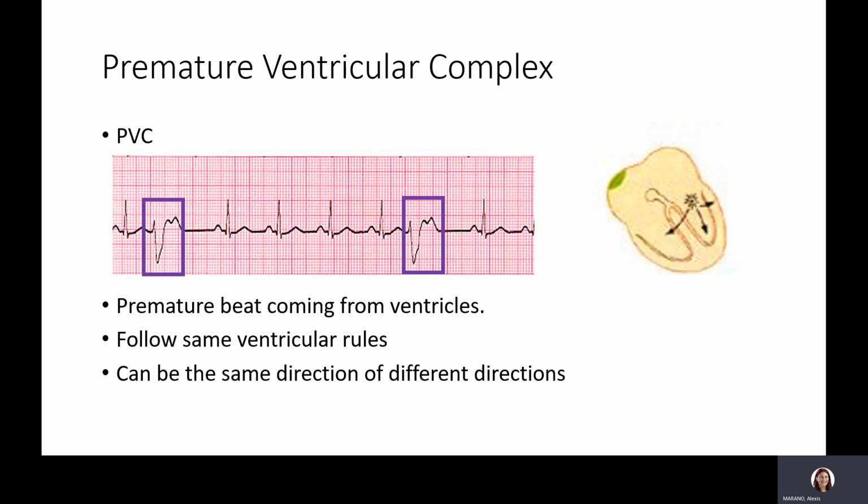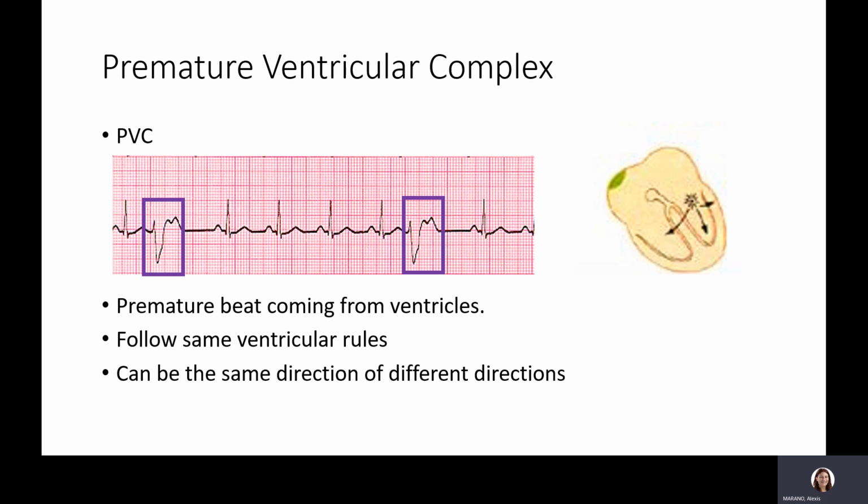So our PVCs are a little bit of extra cells in the heart that are just sort of, again, competing and trying to butt in when they aren't invited. They have a wide QRS because they take place in the bottom part of the heart. Then they have an opposite kind of T wave that looks a little different as well. So it is a premature beat. It follows all the same rules as ventricles, except it doesn't have to be regular. It can be in the same direction or in different directions.